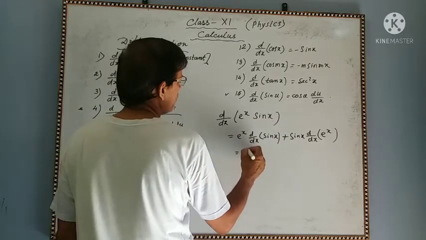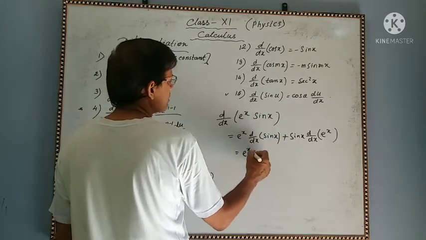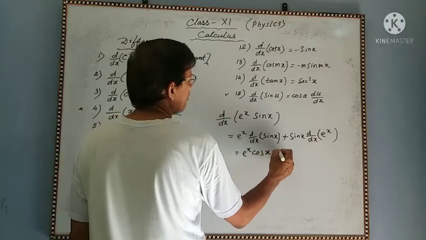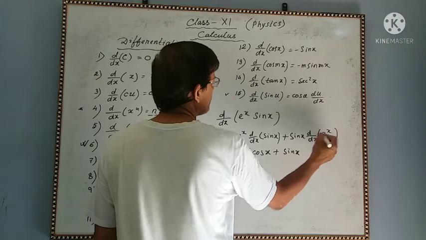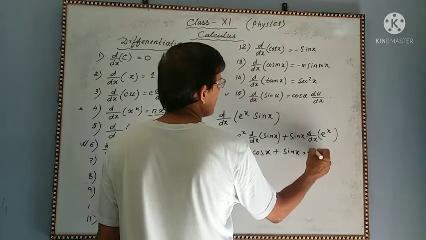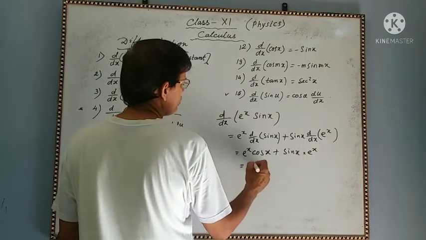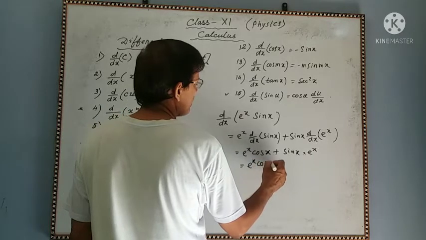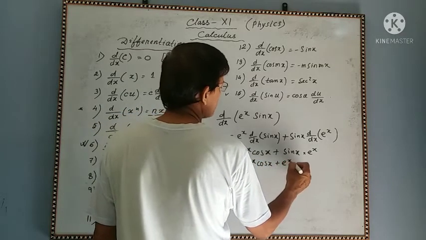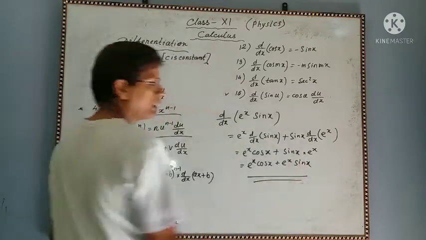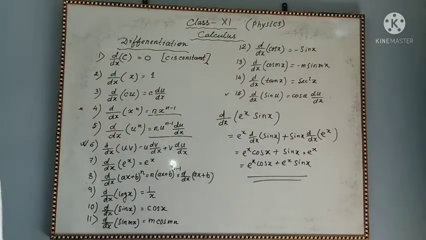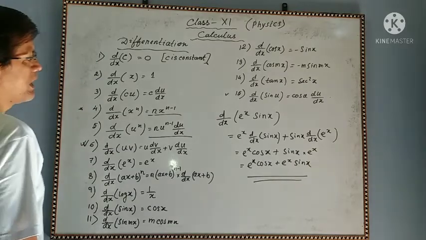So e to the power x sin, differentiation cos x, plus sin x, its differentiation is same, e to the power x. If you arrange, e to the power x cos x plus e to the power x sin x, this. Clear? You see another example.